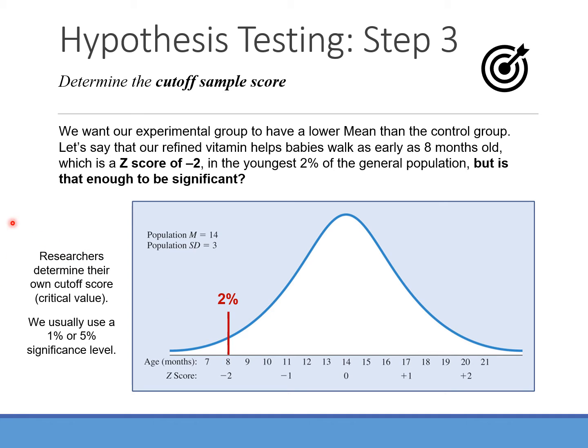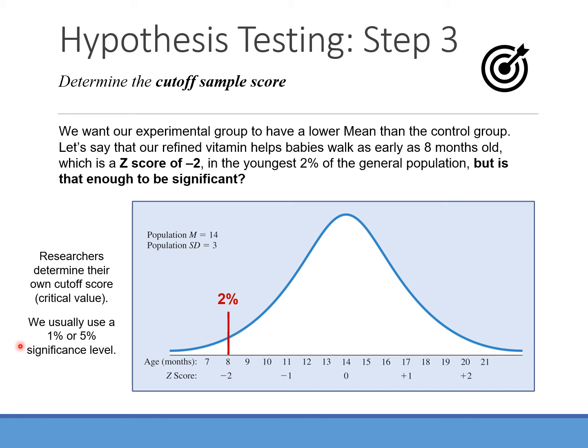So researchers, one of the things I want you to understand about the cutoff sample score, and this is something that students do ask about, because how do you decide, right? Well, researchers determine their own cutoff score, and we're going to be talking about that later on when we talk about the type 1 and type 2 errors that can be made. But when you determine as a researcher your cutoff score or your critical value, you get to make that choice, okay?